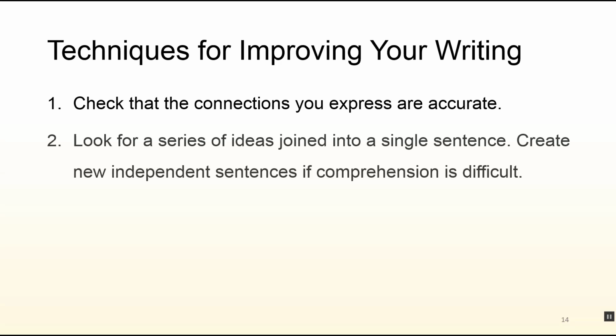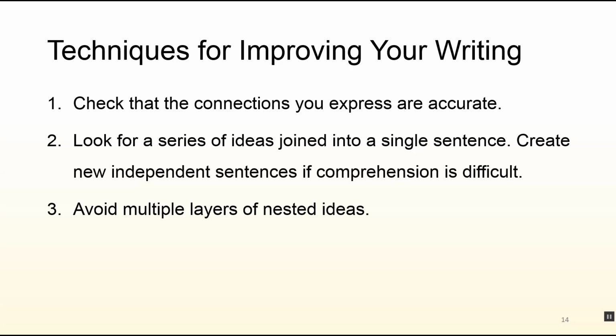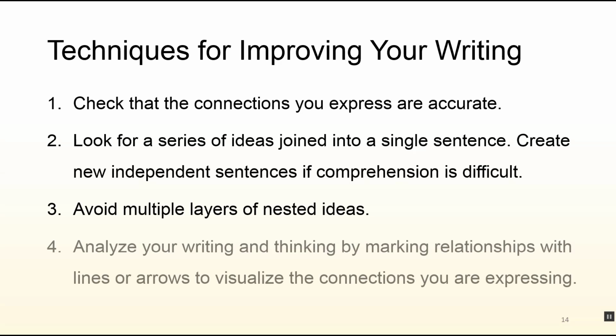Next, look for a series of ideas joined into a single sentence. Then, create new independent sentences if comprehension is difficult. Avoid multiple layers of nested ideas. And lastly, analyze your writing and thinking by marking relationships with lines or arrows to visualize the connections you are expressing.